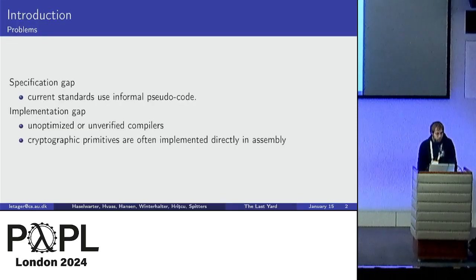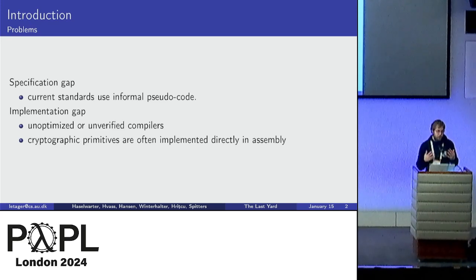Okay, when you want to implement cryptographic protocols, you often run into these problems. First off, there's a specification gap, and secondly, there's an implementation gap. The specification gap is that whenever you want to implement something, the standards are usually written in informal pseudocode, which makes it hard to know exactly what the details of the implementations are, and what exactly you want from the protocols and what you actually want to implement. Next up, there is the implementation gap.